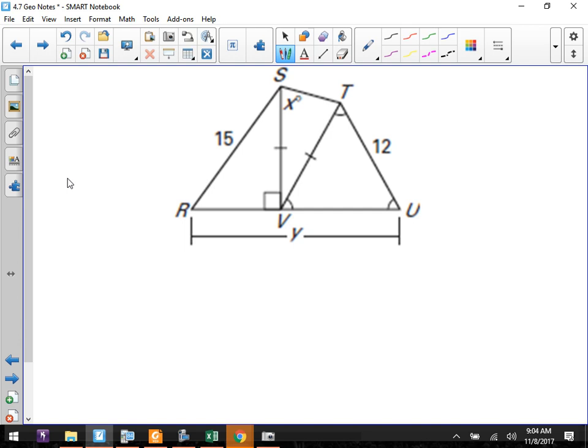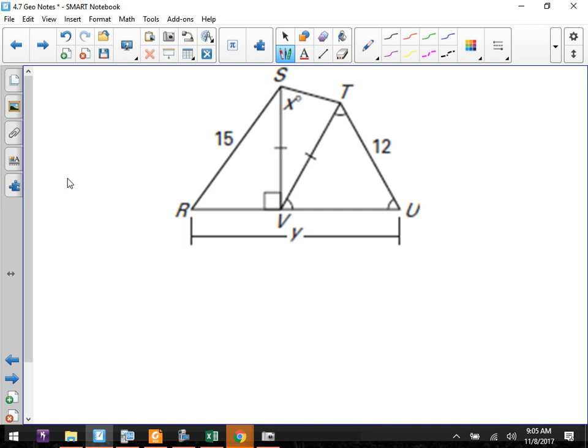Start in a spot that makes sense. Okay? What kind of triangles do you see? There's a right triangle, there's an equilateral triangle, and what's in between?